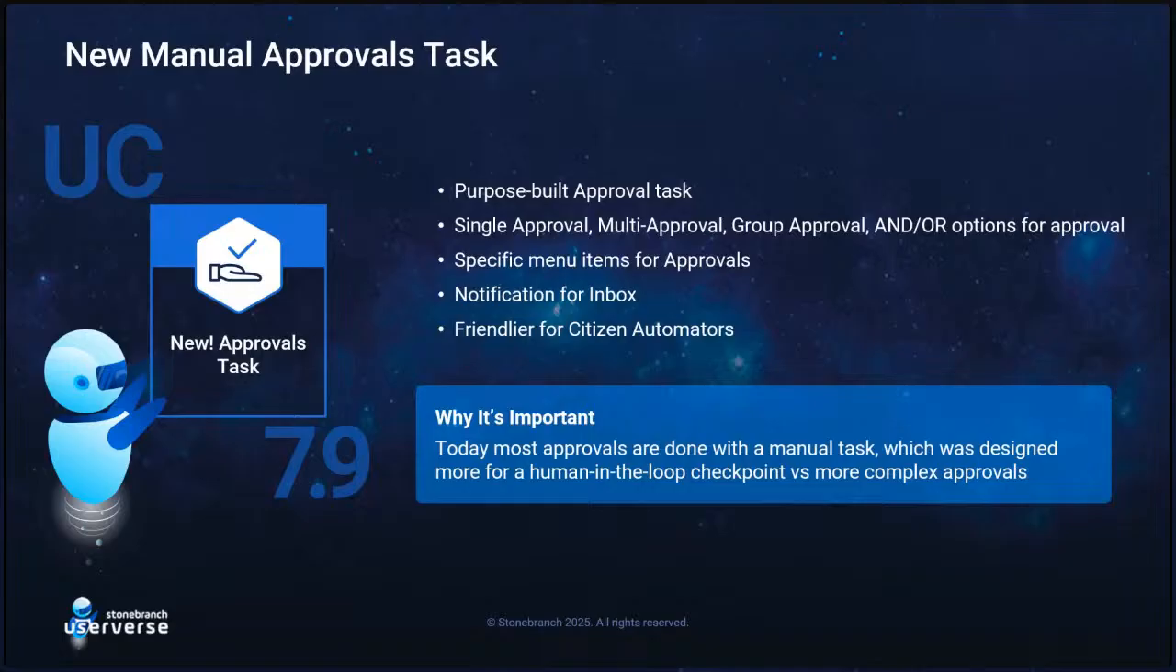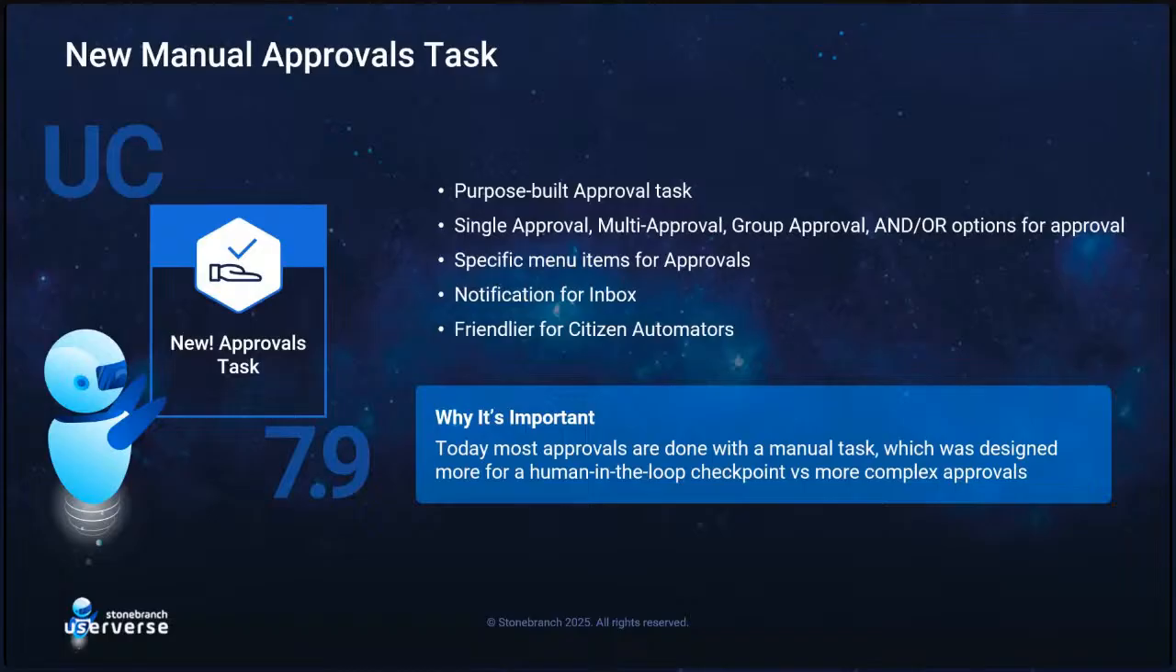We've also tried to make it very visible within the system. So with 7.9, there's a specific menu item for approvals. Also, we provide notifications in the inbox, and we've really tried to make it friendly for citizen automators, especially within the universal portal. Now, what's also important is that we have not changed the manual task at all.